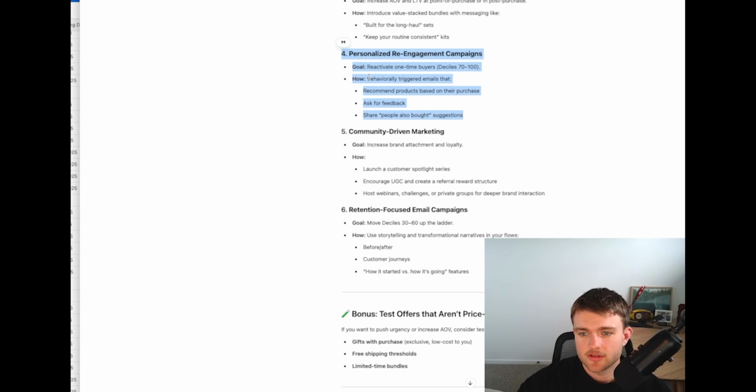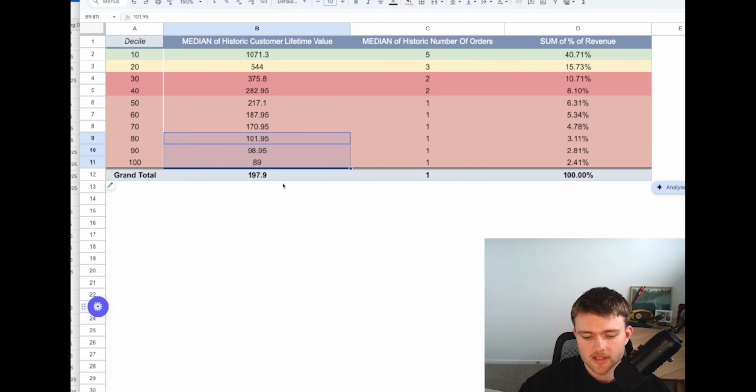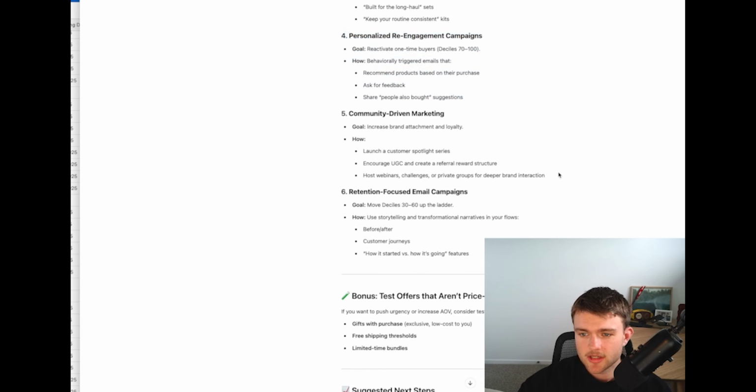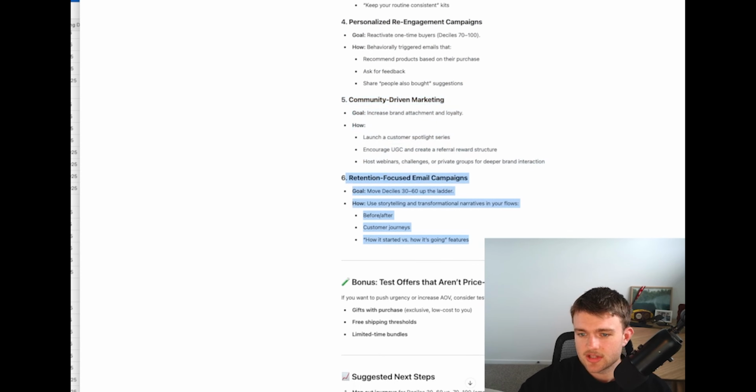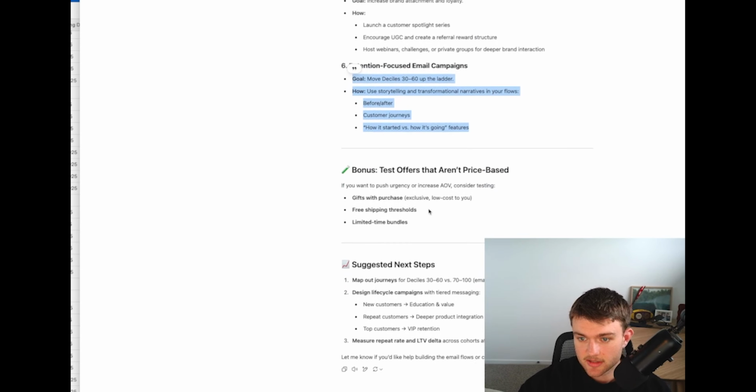We can reactivate one-time buyers, recommend products based on their purchase, ask for feedback, share "people also bought." This is all just going to be standard email campaigns, and standard email flows are going to be important to move the needle on getting these people to the next bracket. Community-driven marketing. Yeah, all that stuff's going to work. Retention-focused email campaigns. Yeah, these are pretty good insights here.